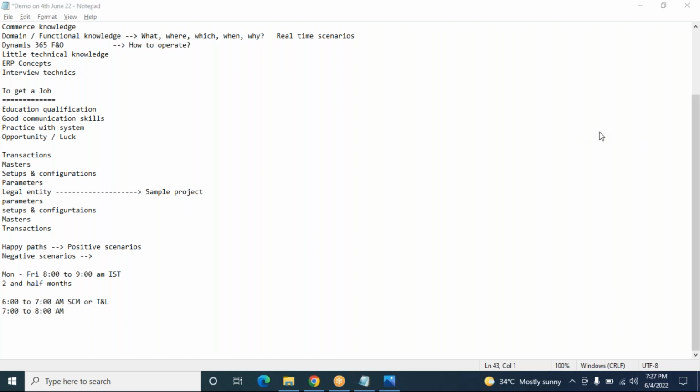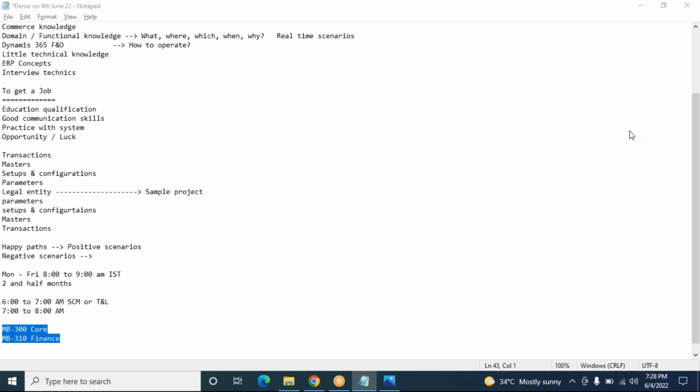Regarding this, there are two things: one is the subject and the other is certification. If it is certification, you need to go for MB 310 and MB 300. MB 300 is the core application for Microsoft. MB 310 is finance. I can guide you, help you, or assist you on how to clear the certification.